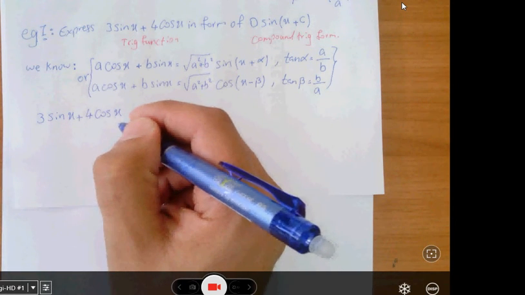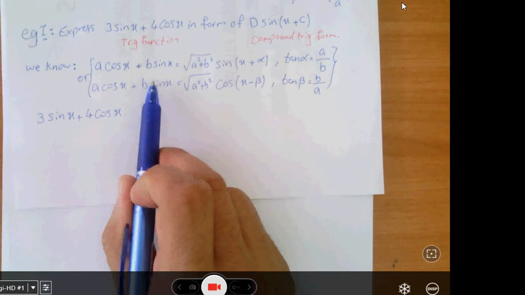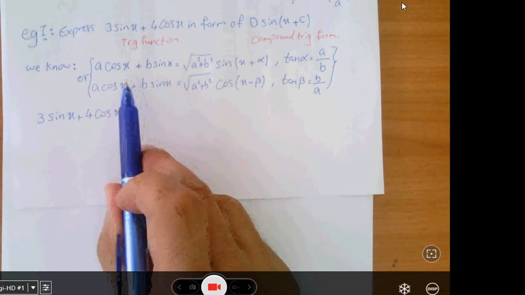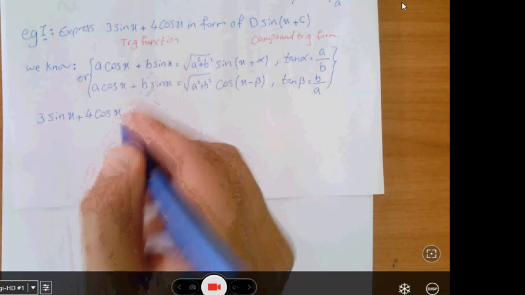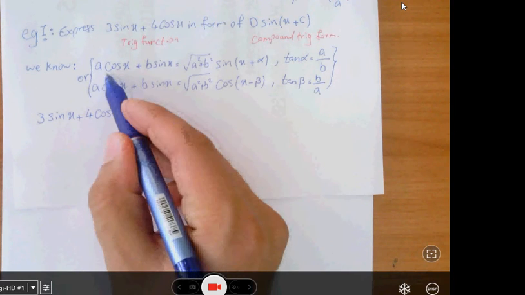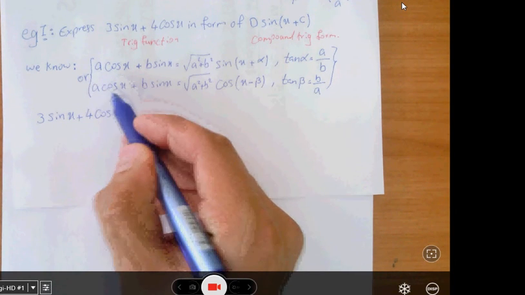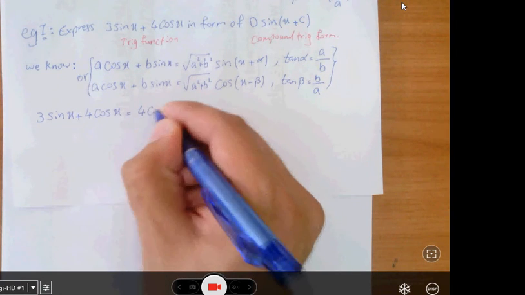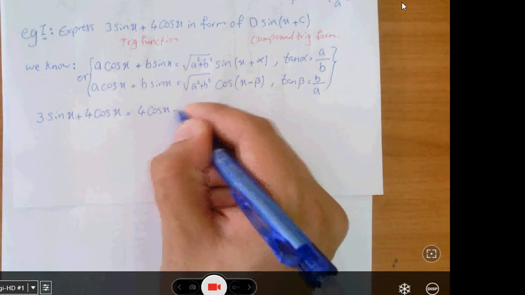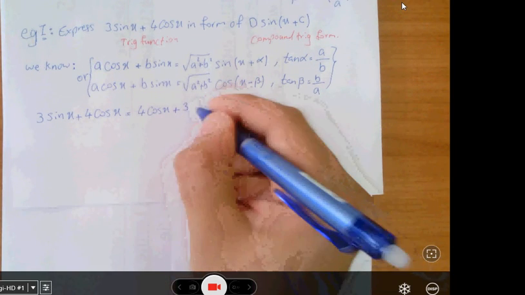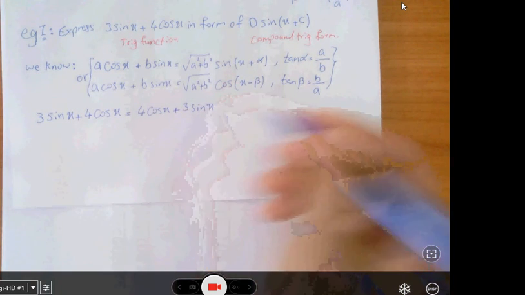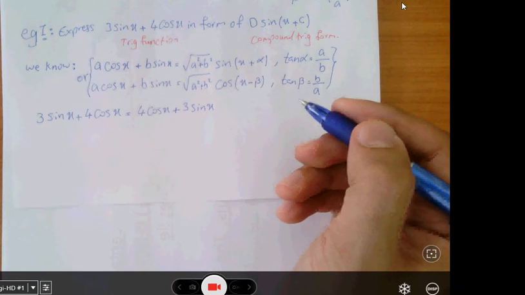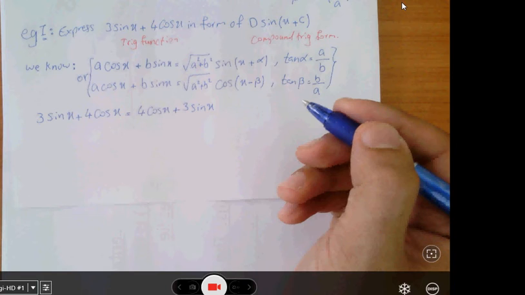Hang on. It doesn't look like any of these, does it? It might need a little tiny rearrangement. This one has cos first. There's no cos, so maybe I can easily go, okay, well, 4 cos of x. Now sine x. Now it looks like what I'm familiar with. Yes or no? Good.